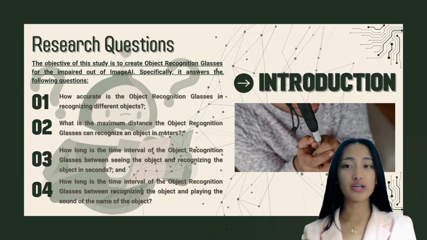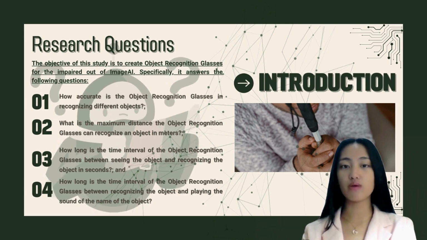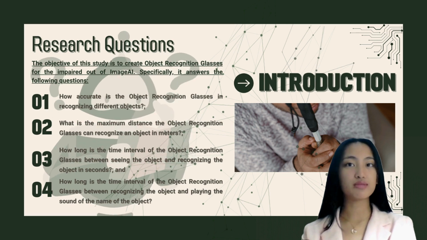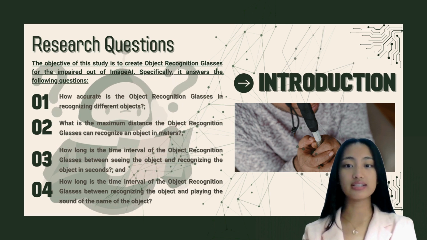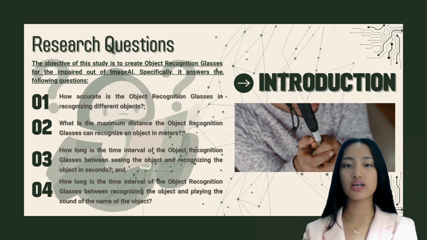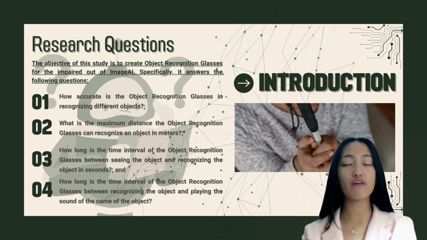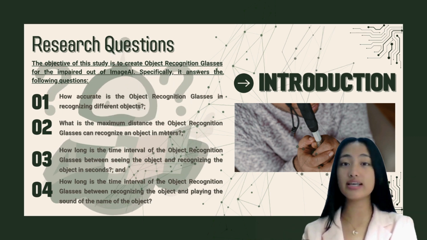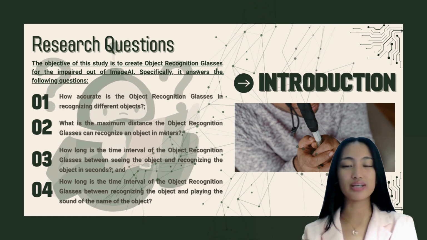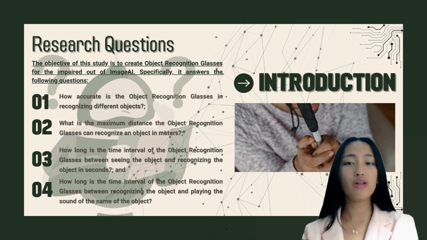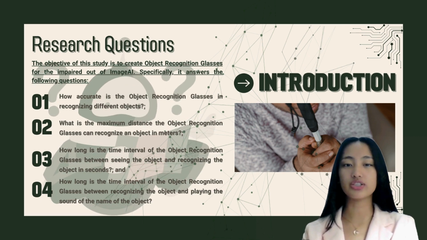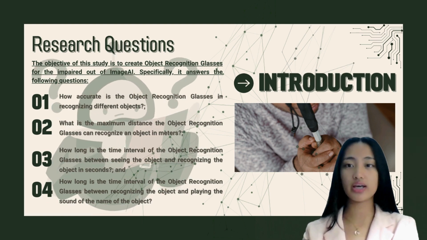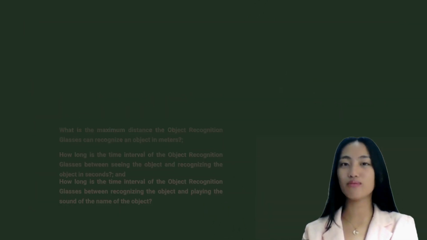First, how accurate is the object recognition glasses in recognizing different objects? Second, what is the maximum distance the object recognition glasses can recognize an object in meters? Third, how long is the time interval of the object recognition glasses between seeing the object and recognizing the object in seconds? And fourth, how long is the time interval of the object recognition glasses between recognizing the object and playing the sound of the name of the object?